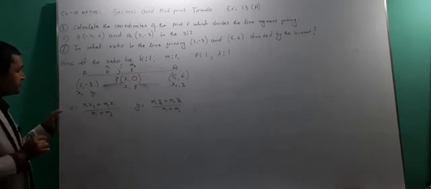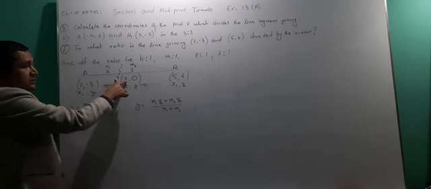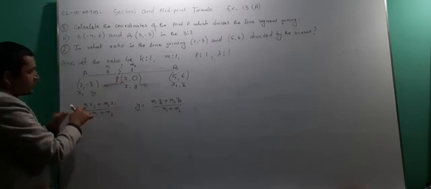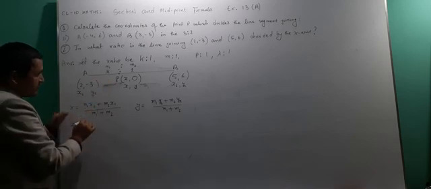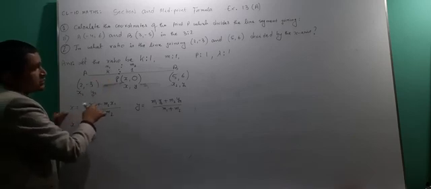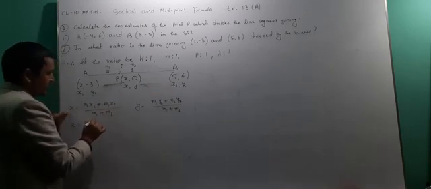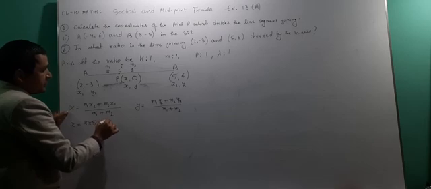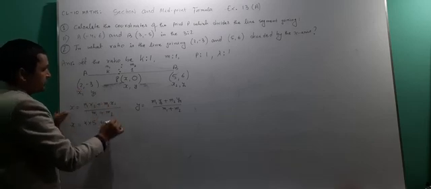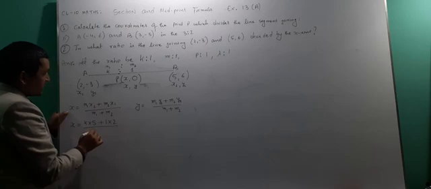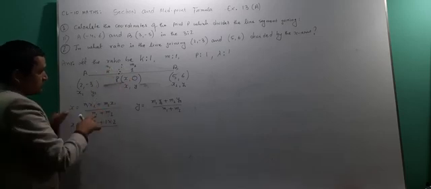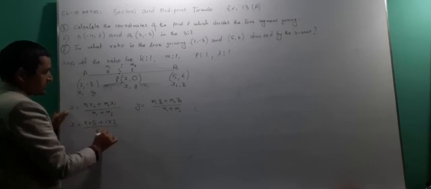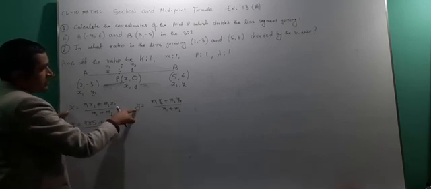Now let's substitute. What is the value of x? The value of x is x itself. Then m1 is k, and x2 is 5. In between there is a plus sign. m2 is 1, then x1 is 2, divided by m1 plus m2, which means k plus 1.